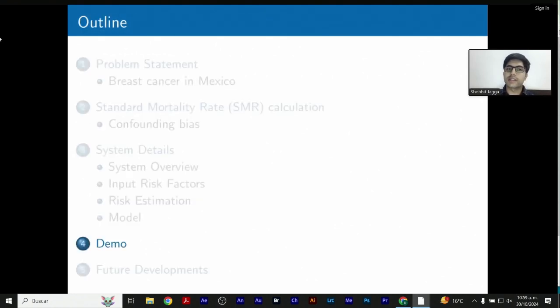Okay, so now let's have a look at the front-end dashboard flow, which is intended to be used by the policymakers and domain experts to visualize risks in different municipalities across years, along with the contributions of these risk factors that we discussed.